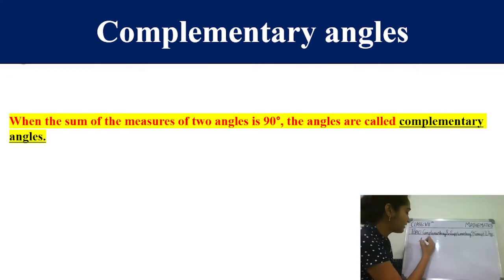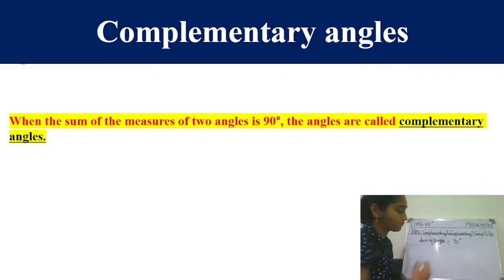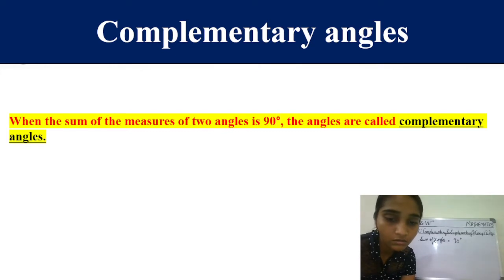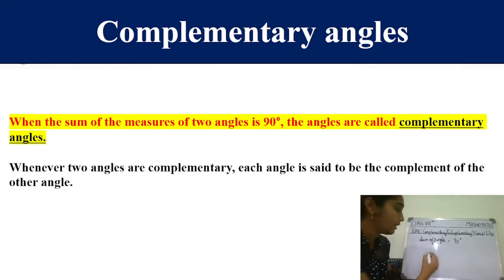Okay, so what are complementary angles? The sum of two angles must be equal to 90 degrees. They are the complementary angles. Very good, students. Whenever two angles are complementary, we say that each angle is said to be the complement of the other angle. If I am saying angle 1 and angle 2 are complementary angles, then I will say that angle 1 is the complement of angle 2 and angle 2 is the complement of angle 1.